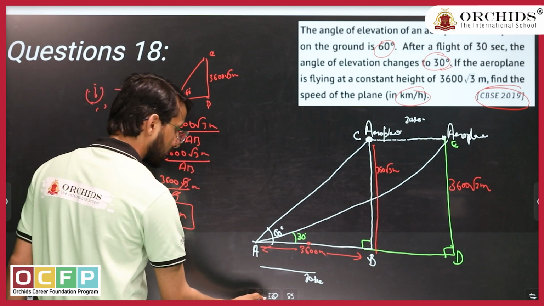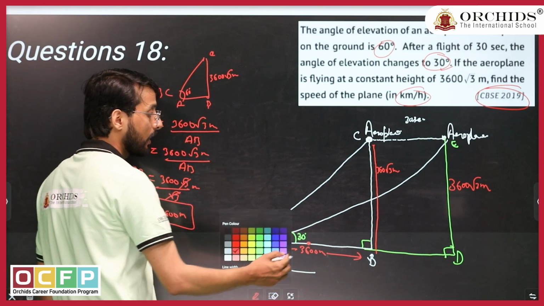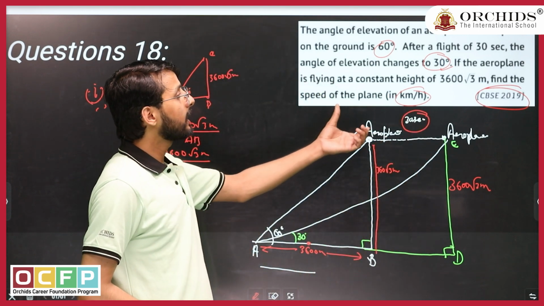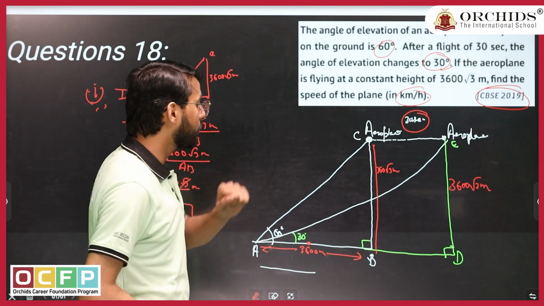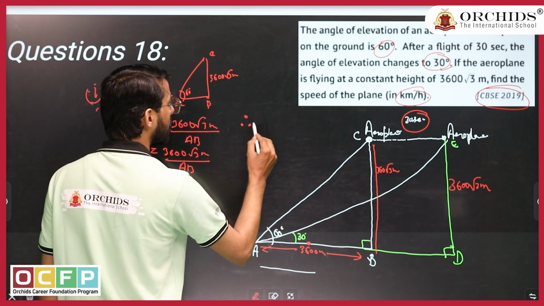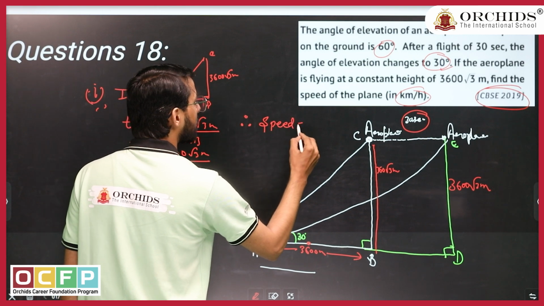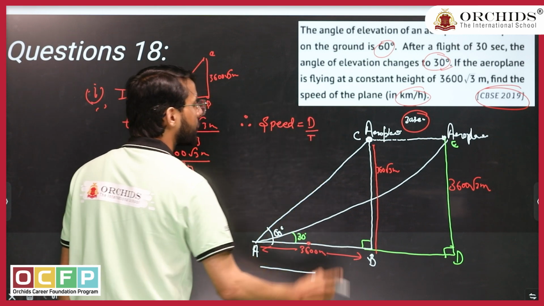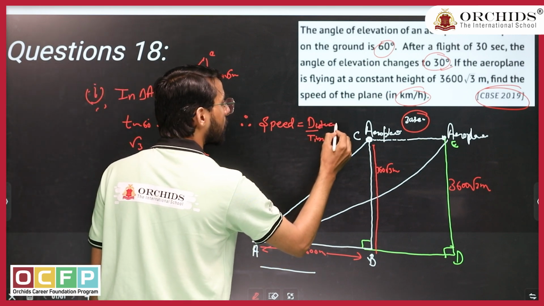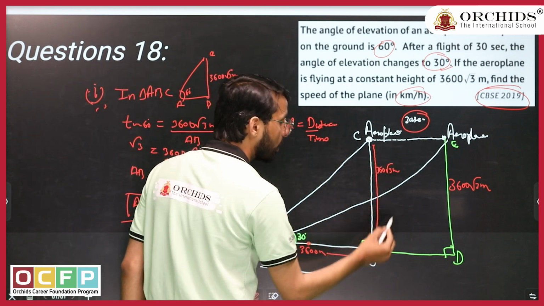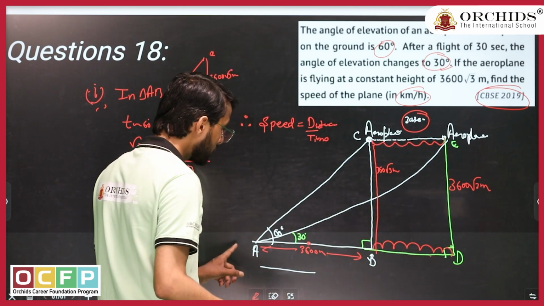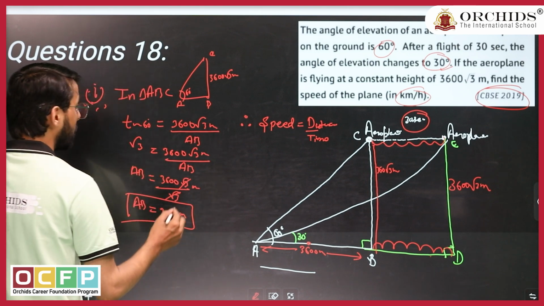Now what is the next thing? Next thing is, after this the aeroplane traveled for 30 seconds. Whatever distance the aeroplane is traveling, at that time I have to find the speed. What is the formula for speed? Speed is equal to distance upon time. Speed and time are inversely proportional to each other. So first I should know how much distance this aeroplane is traveling. This distance will be the same as this distance. So it means I have to choose the bigger triangle first. Which triangle?